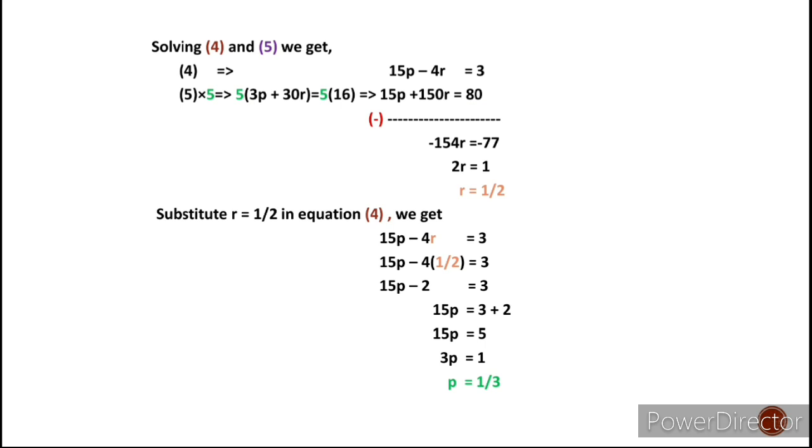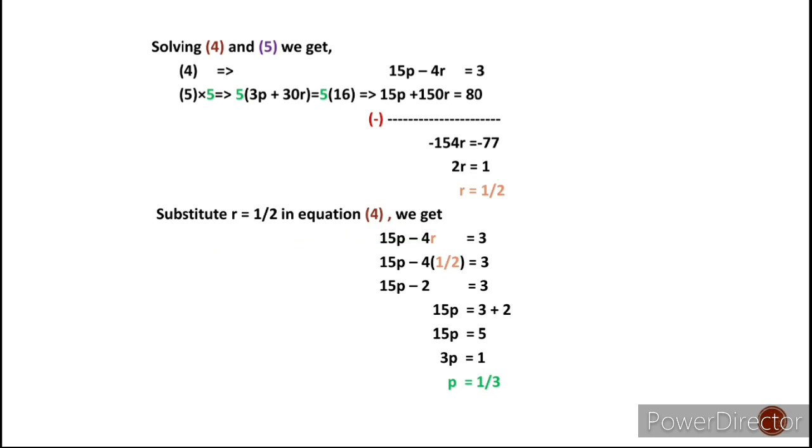So if you simplify, what do you get? 77, minus divided by minus is plus, minus cancels, 77 one time, and 77 two times. So we get 2r is equal to 1. So we need r, put r as it is, transpose 2 to this side, what happens? r is equal to 1 by 2. We get the value for r as 1 by 2. Now substitute the value r is equal to 1 by 2 in equation 4, we get.